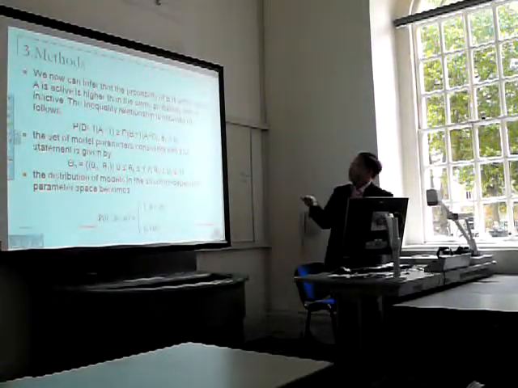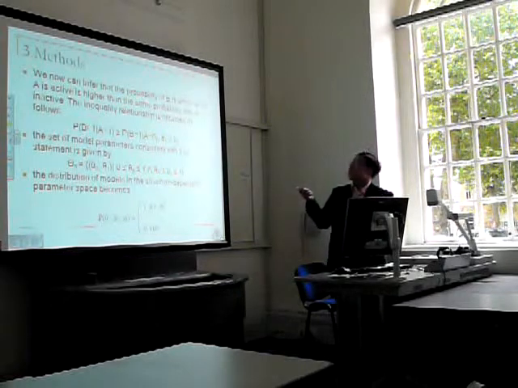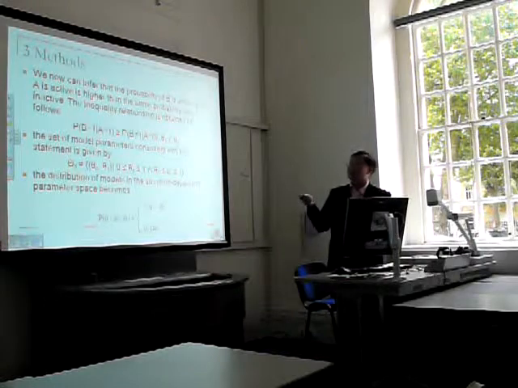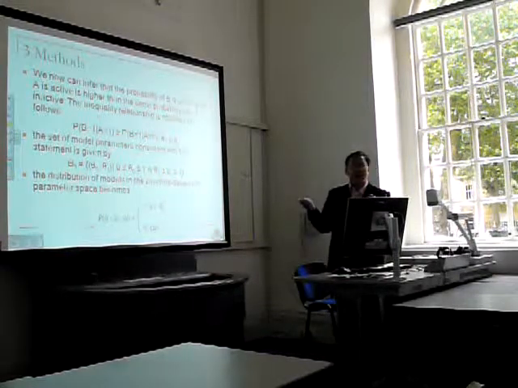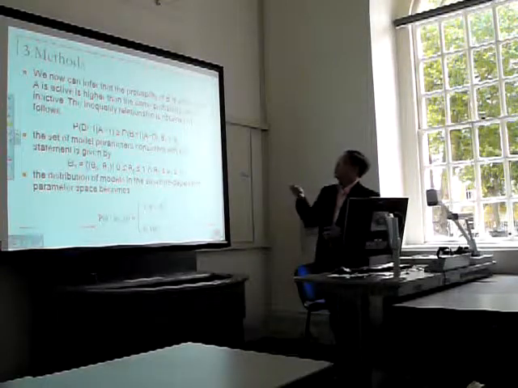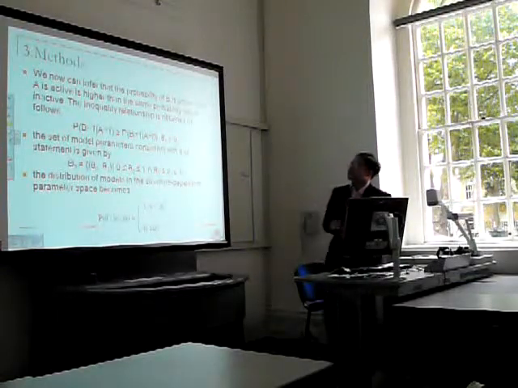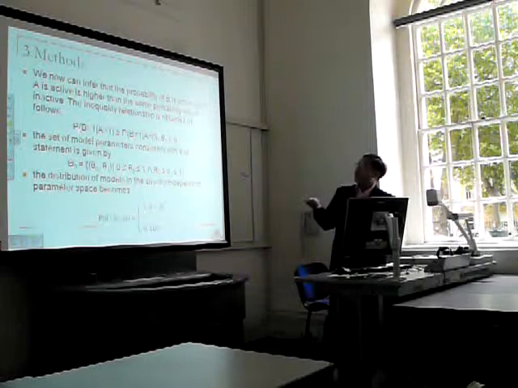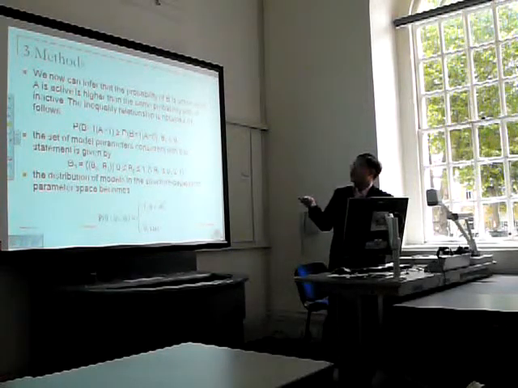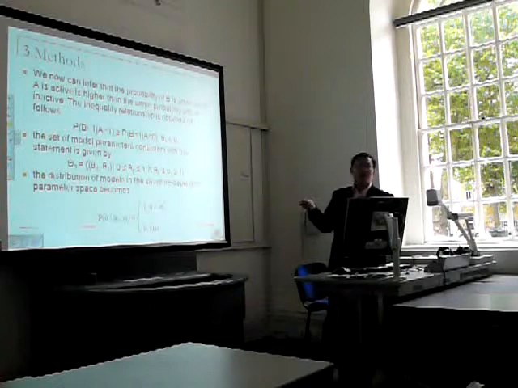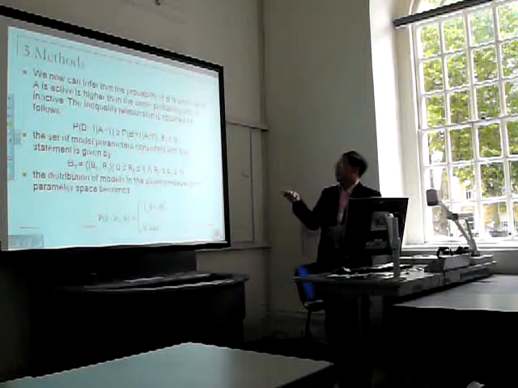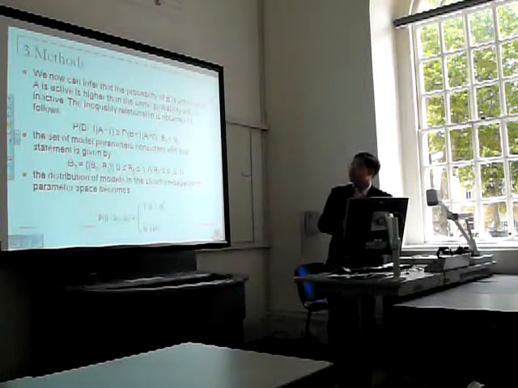And now we can infer that the probability of B is active when A is active is higher than the same probability when A is not active. So the inequality relationship is obtained as follows. The probability of B equal to 1 given A equal to 1 must be greater than the probability of B equal to 1 given A equal to 0. So this is why the probability value theta 1 is greater than or equal to theta 0.